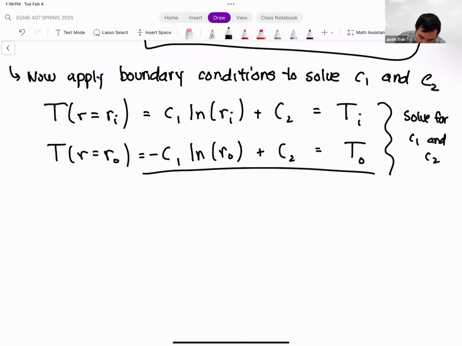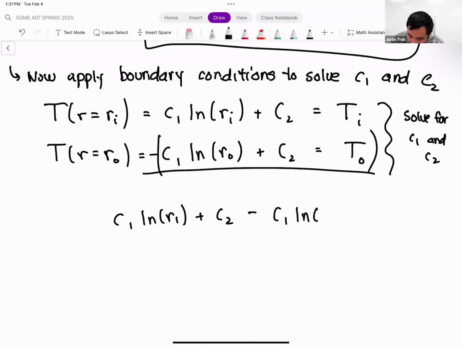So we have C1 ln Ri plus C2. That's the first equation. And we're going to subtract this entire second equation here, so we have minus C1 ln Ro minus C2. And then on the right-hand side, we have Ti, which is the first equation, minus the second equation, which is To.